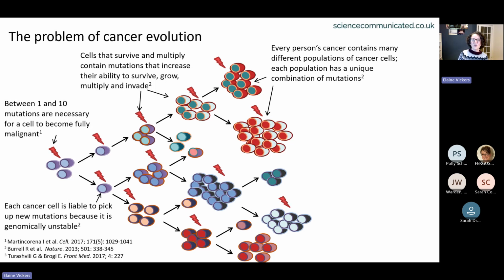In part, it will depend on how long this process has been going on. So, for example, bowel cancers, often there's a long history of the accumulation of mutations over several decades. So there's been a long time for this diversification to take place.